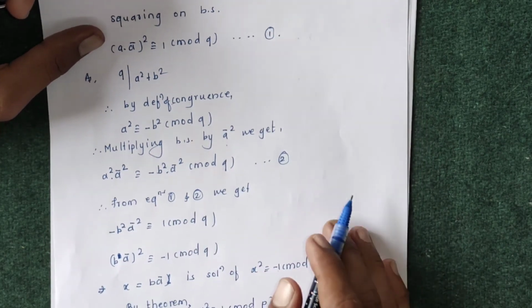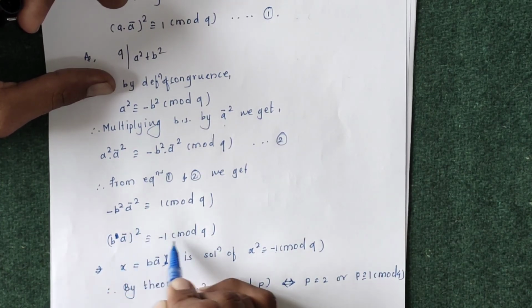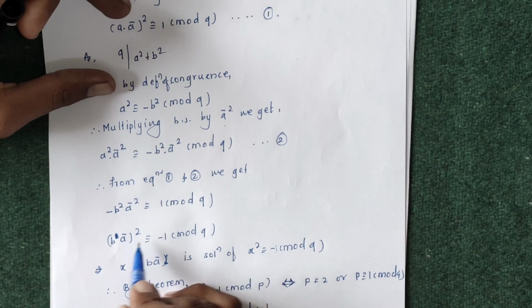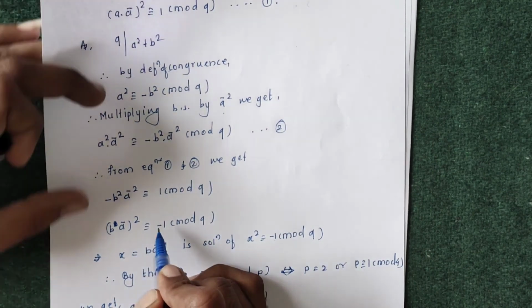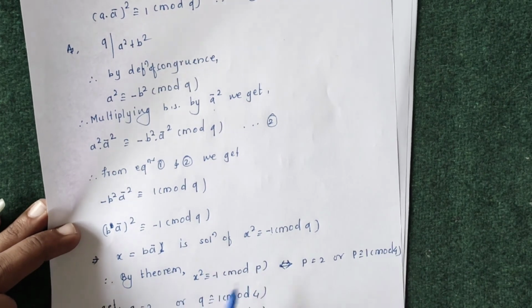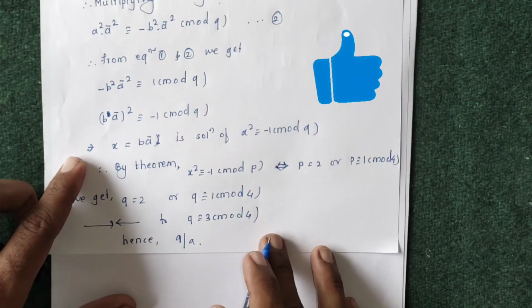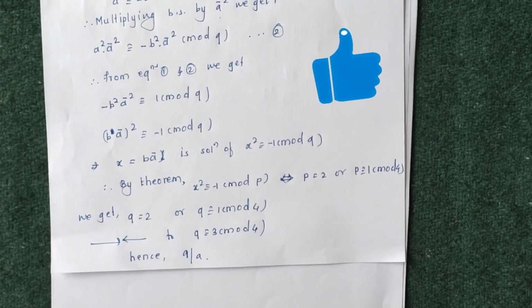Combining these two congruences, we get B A bar is a solution of X square congruent to minus 1 mod Q, and by using the result X square congruent to minus 1 mod P if and only if P is equal to 2 or P is congruent to 1 mod 4, we get a contradiction, and hence our Q must divide A, and similarly we can prove Q divides B. Hence, the proof of this lemma.